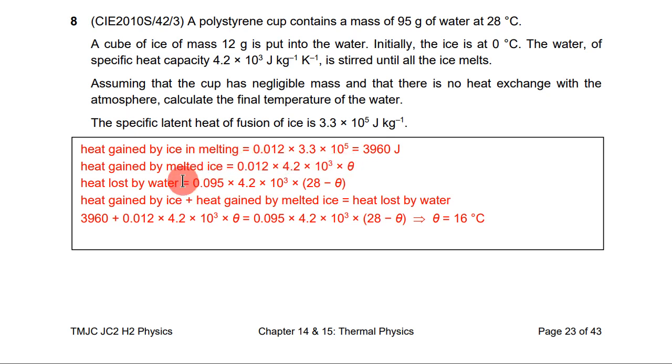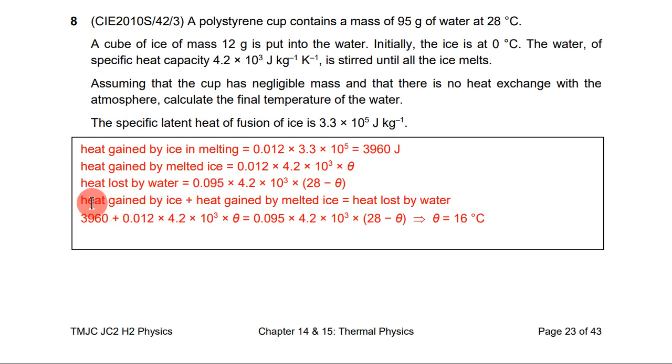Then the heat loss by the warm water, the water is initially 28 degrees Celsius. We use the heat capacity formula, mc, where m is the mass of the warm water, 95 grams, times c, times the change in temperature, this time for heat loss. For heat loss, we know that the initial temperature will be higher and the final temperature will be lower. So the change in temperature in this case will be the initial temperature minus the final temperature.